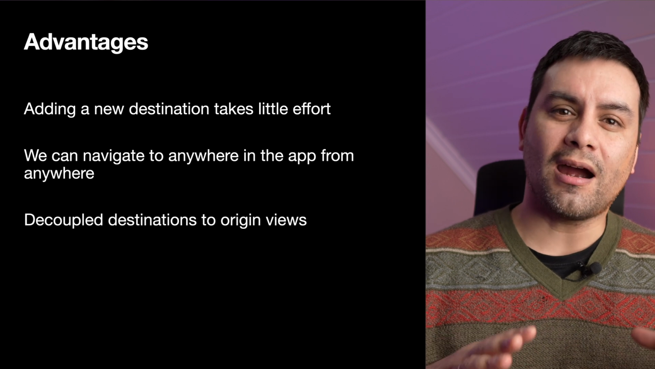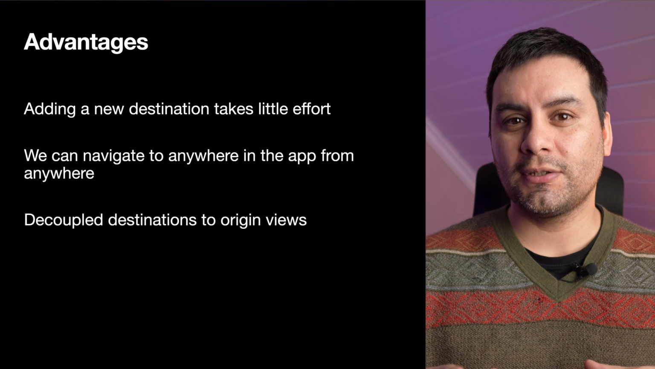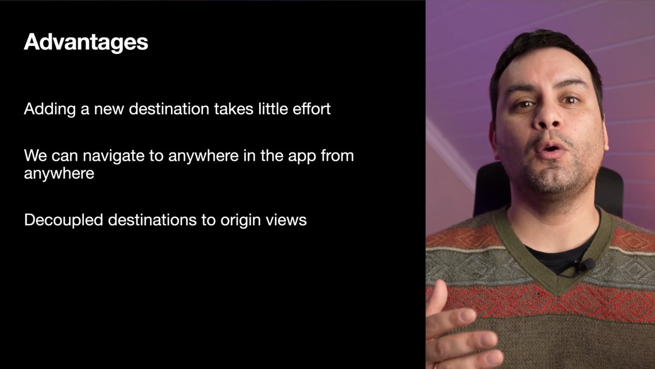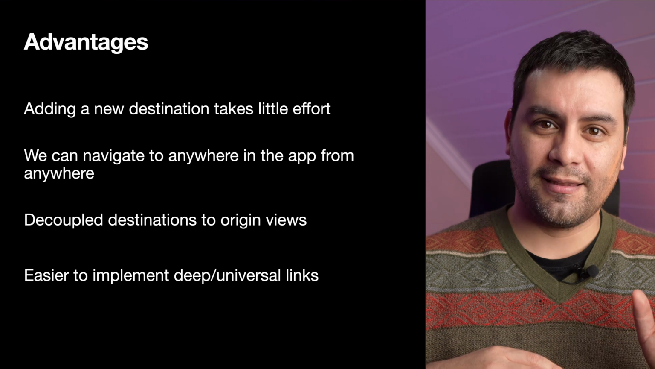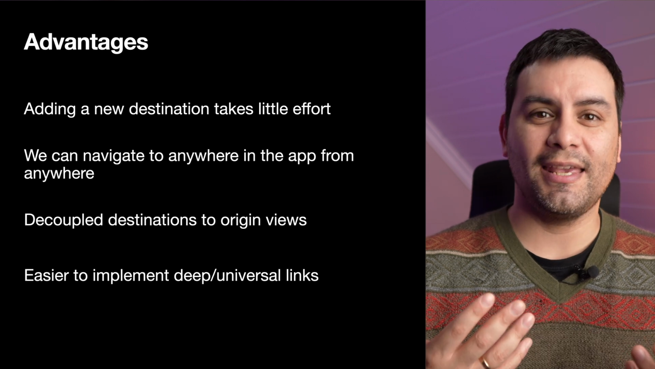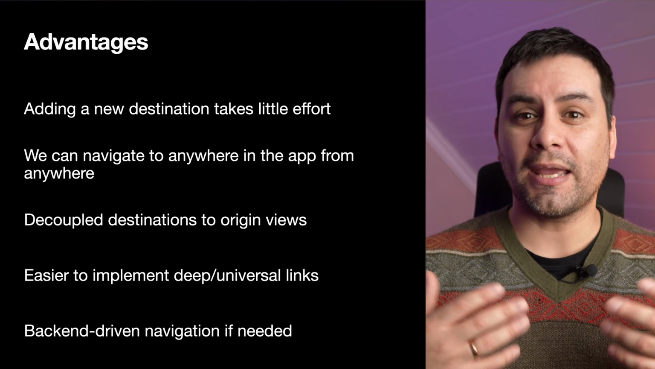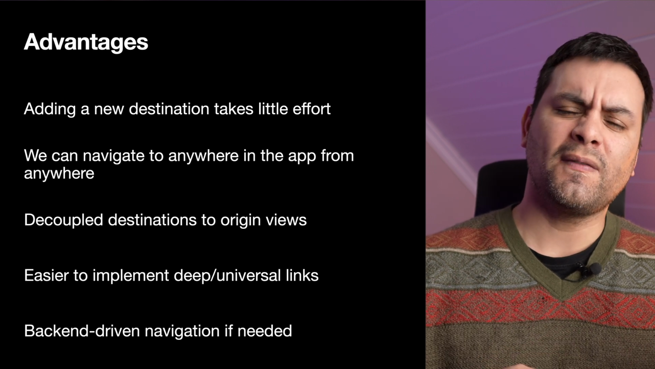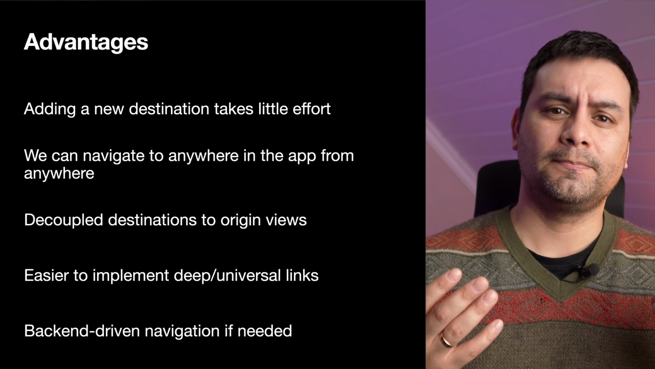View destinations are decoupled from the view origins. We don't use concrete views, but use values to determine which view we will navigate to that gets mapped out to views. Deep and universal link support becomes easier to implement for this new destination, and we can even have the backend return deep links to navigate within the app dynamically and driven by the backend data.